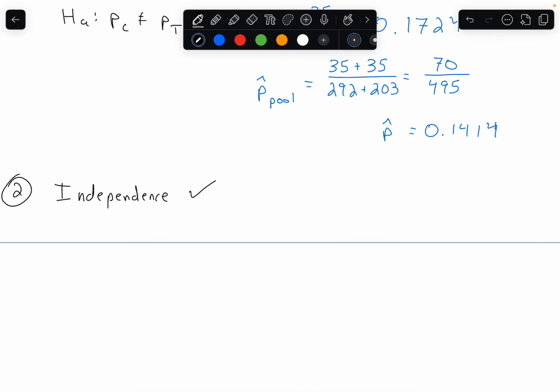So remember, since we have two separate sample sizes, we're going to have two separate success failure conditions, 4 of them altogether. So I need to check n1 times p hat, is that greater than or equal to 10? n1 times 1 minus p hat, is that greater than or equal to 10? And then the same thing for n2.